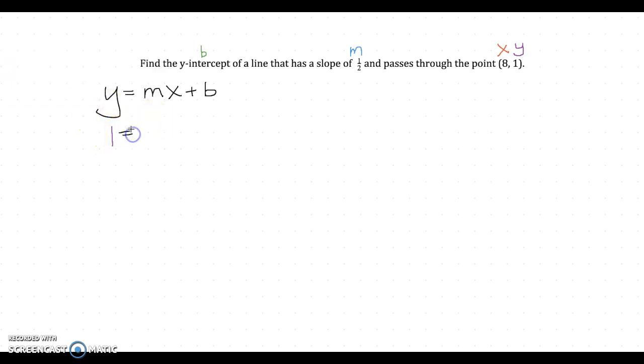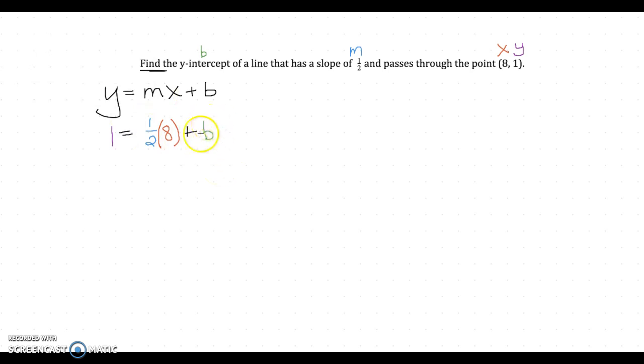Then it says equals, and then we have m. Well, what is m? 1/2. Then we have an x, and those two things are squished together, so we know that they're being multiplied. So my x is 8, and I want to put that inside of parentheses so that I know that I multiply. And then it says plus b, and I don't know my b value because that's what it says to find. So I'm just going to leave b as b because we don't know anything about it.